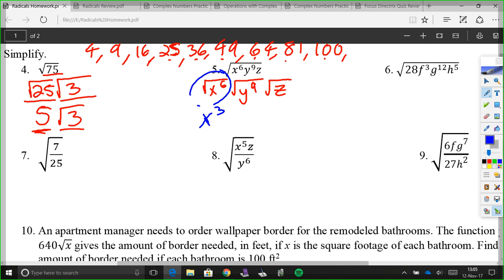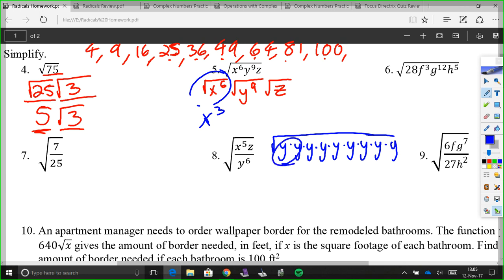Now I want to do the same thing with the y to the 9th. Let me take my y to the 9th and write out all my y's: 1, 2, 3, 4, 5, 6, 7, 8, 9. Same thing, I just want to find the pairs. However many pairs I find will be the exponent, and that's pretty much it. So, square root of y to the 9th. I have a pair here, another one, another one, another one. So I have 4 pairs, which is going to make this y to the 4th.